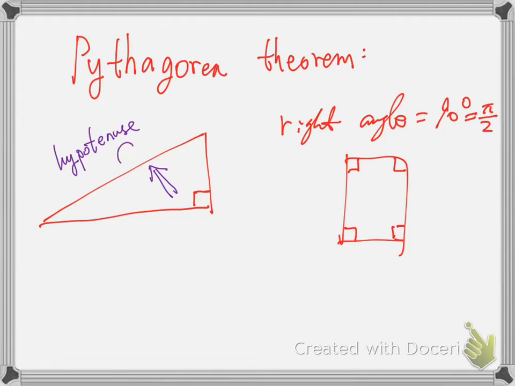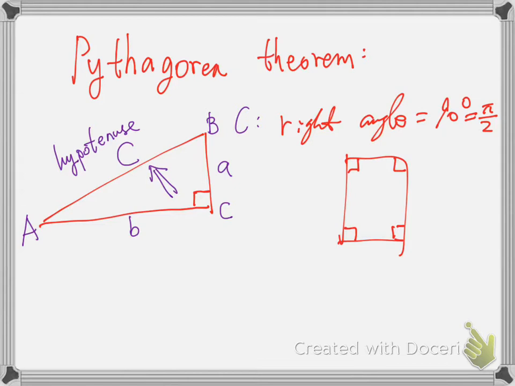Most cases we use letter C for the hypotenuse. We also use the letter C for the right angle. So C is the right angle, and this C is also the hypotenuse, the opposite side of the right angle. The other sides we call A and B. So we assume this is angle A, this is side A, this is angle B, this is side B. The order of A and B doesn't matter.